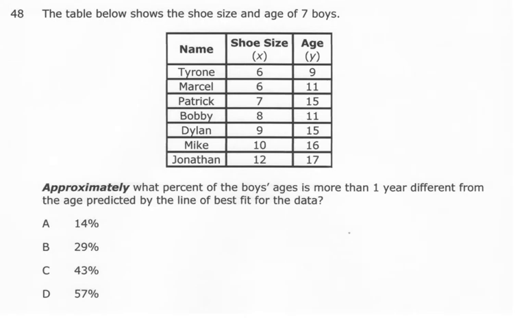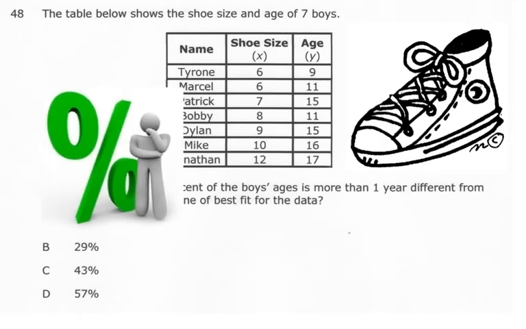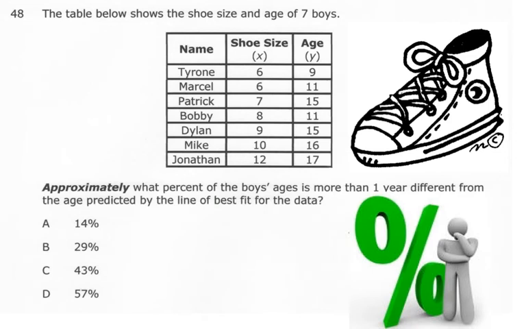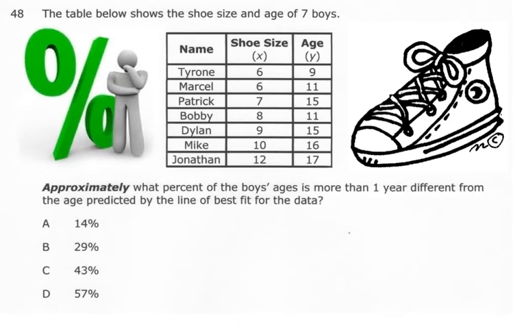All right, number 48. The table below shows the shoe size and age of 7 boys. Approximately what % of the boys' ages is more than 1 year different from the age predicted by the line of best fit?